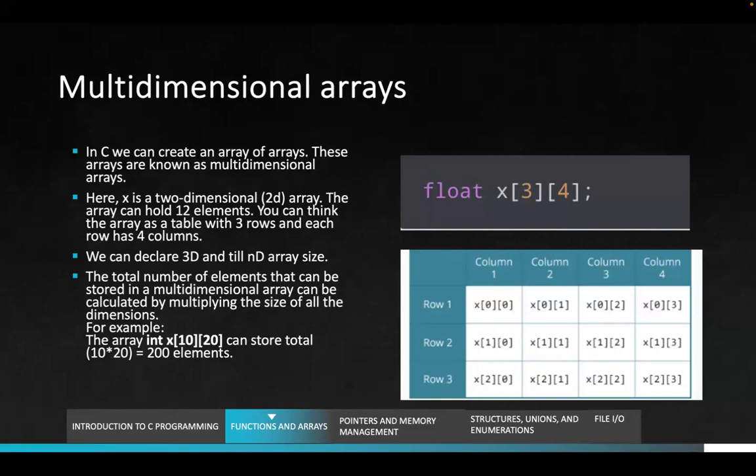You can declare an n-dimensional array also. The total number of elements that can be stored in a multidimensional array, you can calculate based on the multiplication of the sizes of the array. Let's say you have int x array variable with sizes 10 and 20. So rows are 10, columns are 20. How many elements it can store is very simple: rows multiplied by columns, 10 into 20 is 200. 200 elements you can store in that particular array.